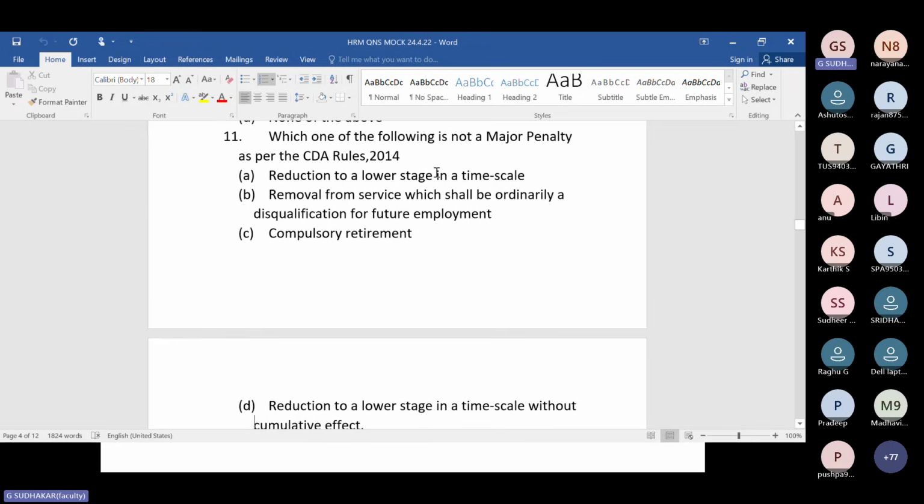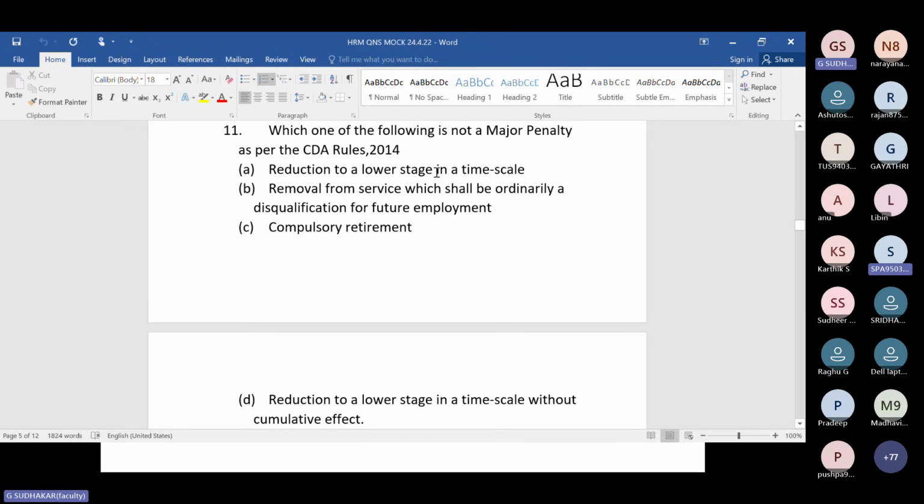Okay, 11th. We will close with this. Which one of the following is not a major penalty? D. Reduction without any cumulative effect. With cumulative effect, that is major. Not a major means without. Reduction to a lower stage in a time scale is major. Removal from service, major. Compulsory retirement, major. Reduction to a lower stage in time scale without cumulative effect means minor; with cumulative effect means major. So the answer is only one word: without.